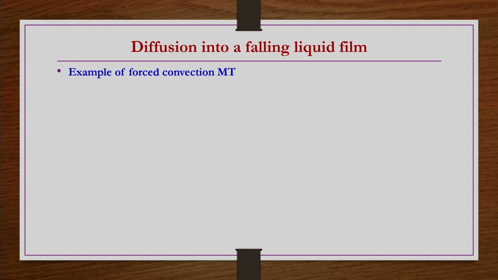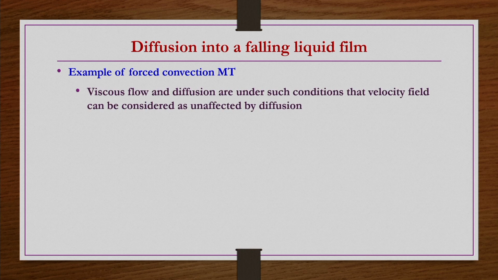So this is an example of forced convective mass transfer, where viscous flow and diffusion are under such conditions that the velocity field can be considered as unaffected by the diffusion. That is, momentum transfer is not affected by the mass transfer, but mass transfer is affected by the momentum transfer. So this mass transfer is not affecting the momentum transfer, but momentum transfer is affecting the mass transfer. So this is the situation.